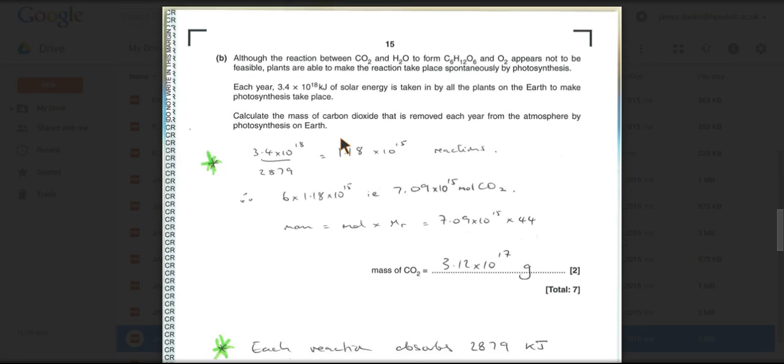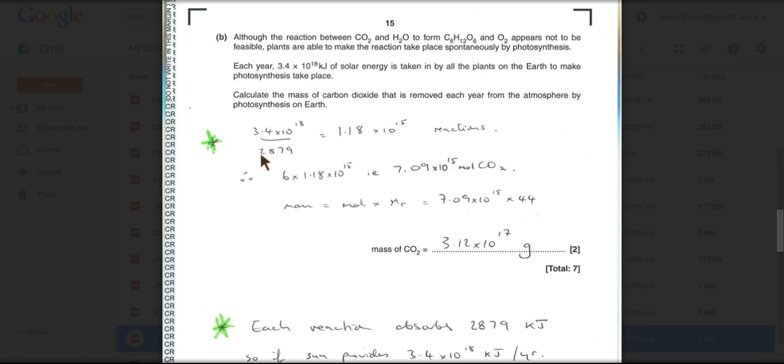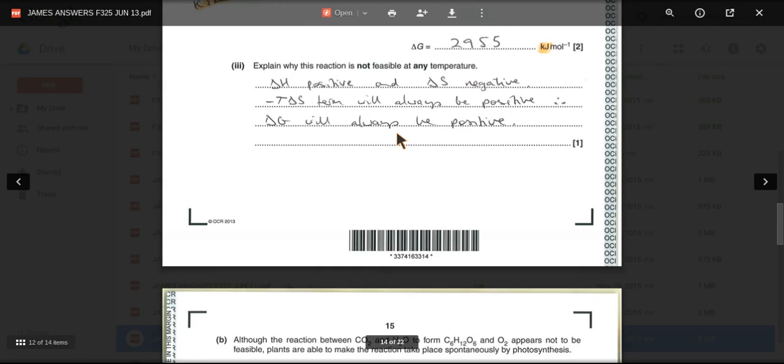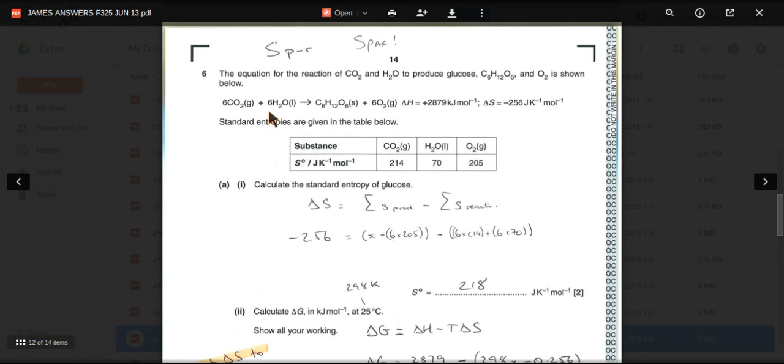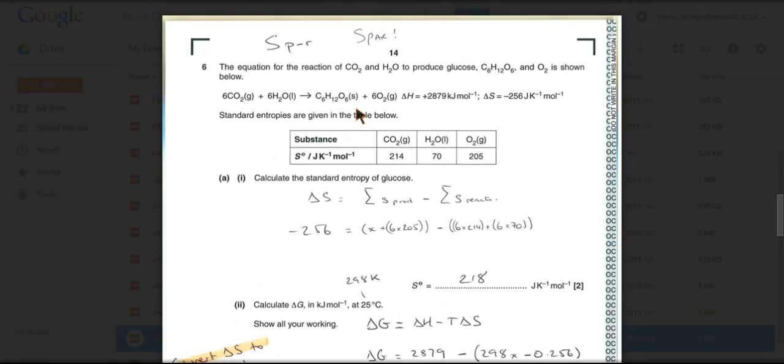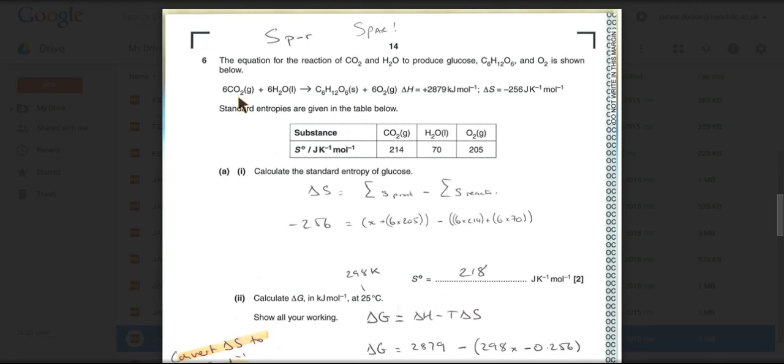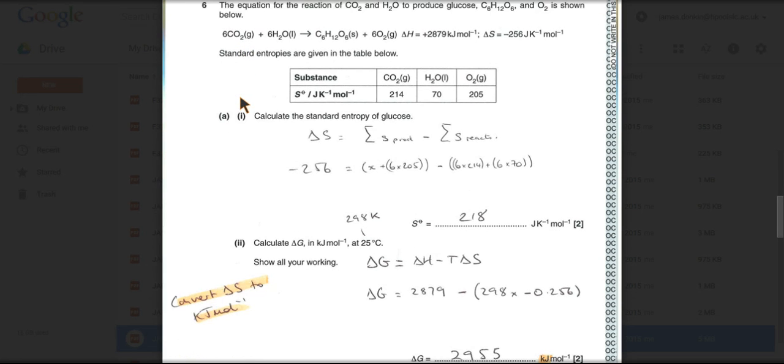So the way I've tackled this, we were told at the top of the question that the enthalpy change for the reaction was this. We're told that the annual energy taken in by the plants is that much. So if you divide that by the enthalpy change for one reaction, you can work out that that many of these reactions take place every year. Ultimately, we've got to work out the mass of CO2 that's absorbed. So if that many reactions take place, there are 6 times that moles of carbon dioxide.